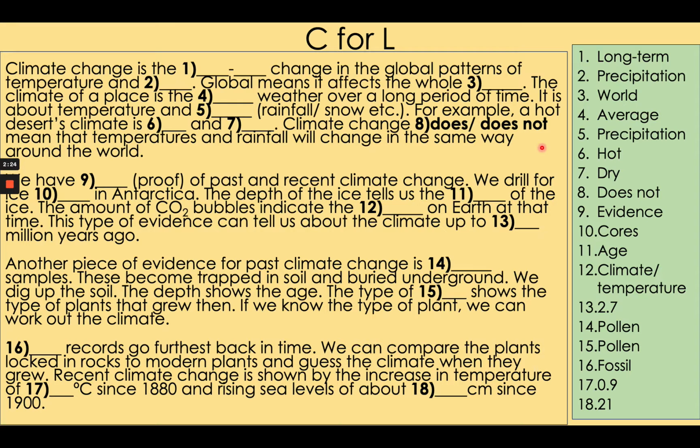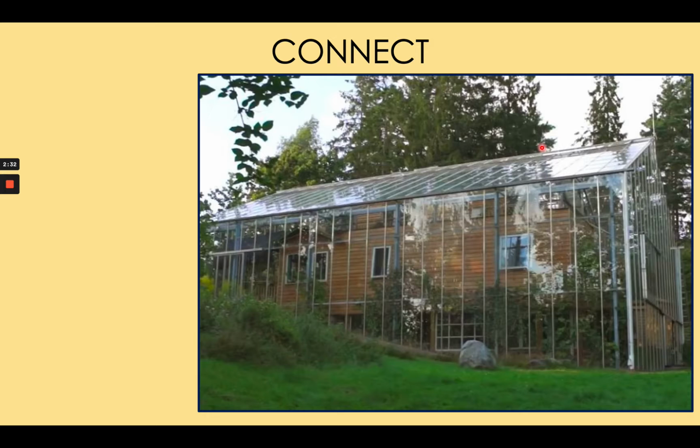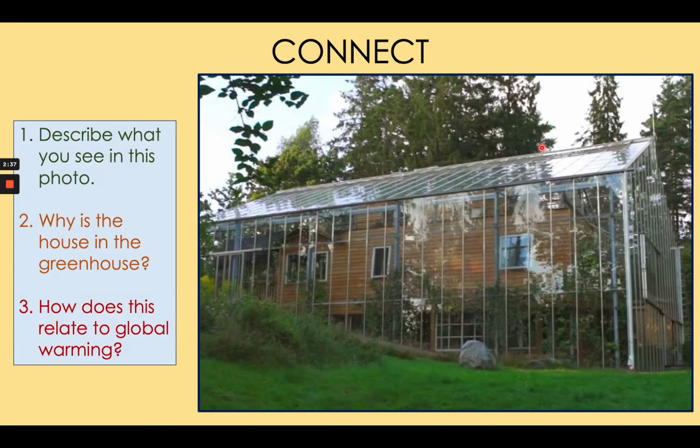To introduce this lesson, I show you a photo and some questions. Use the photo and your understanding of it to answer the questions, and then we'll discuss the answers. Here's the photo. It's in Sweden, in Europe. So, what do you see? Well, you should have said that you see a house inside a greenhouse with trees surrounding it.